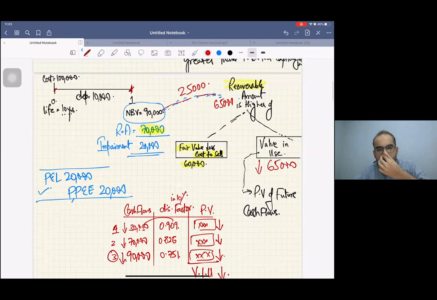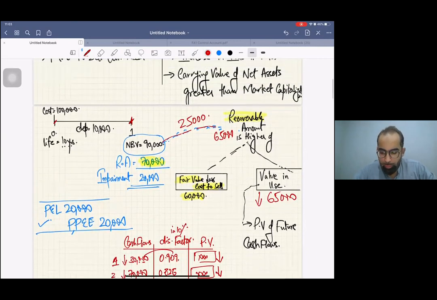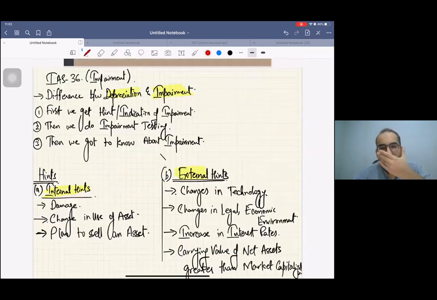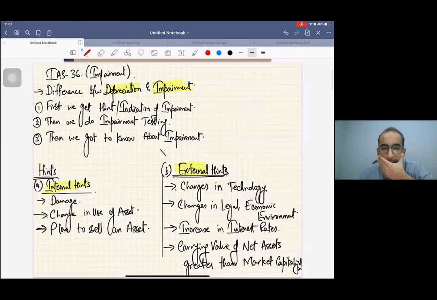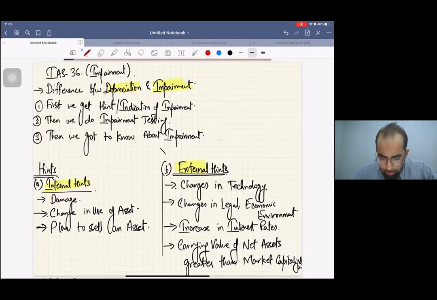Okay. Now, I told you I'll discuss all these theoretical points with you, which you can see on your screen. Look at here. I just told you there are two types of hints. One is internal hints and second is external hints.